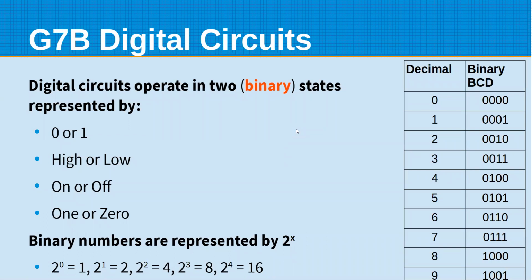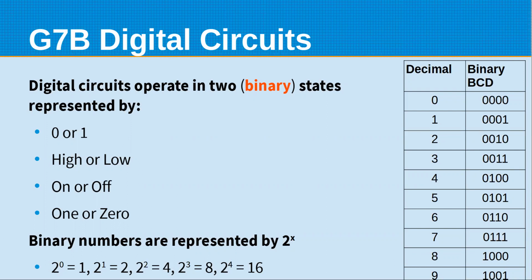Okay. Group B, we're going to talk about digital stuff. There's one question out of this group. Digital circuits operate in two binary states. We represent it as a 0 or 1, a high or a low, on or off, 1 or 0. You'll see some stuff later where we call it mark and space, anything that represents the two different states.